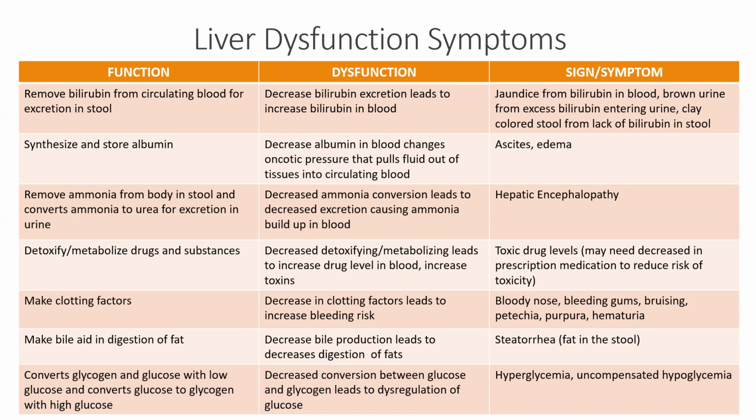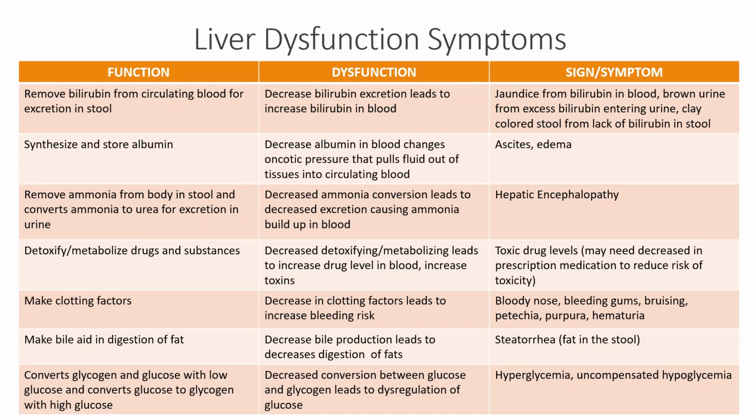The liver also removes ammonia from the body. Ammonia, one of the waste products of protein metabolism, is toxic in high levels. So if the liver can't remove enough of it, patients will get hepatic encephalopathy, which causes confusion and lethargy and eventually death if not treated.